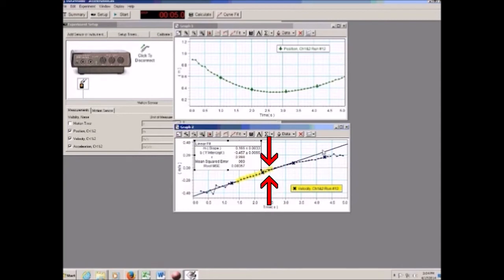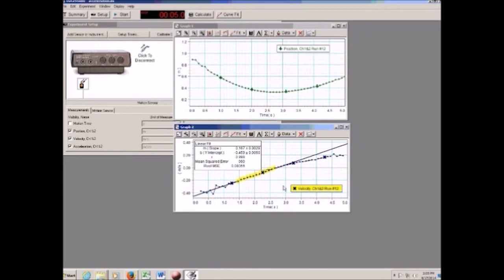So if you see the kink, highlight the other section as well and print out two graphs. So you'll have one graph that shows the fit to this part when it was going in the positive direction, and a second graph that shows this fit when it's going in the negative direction.